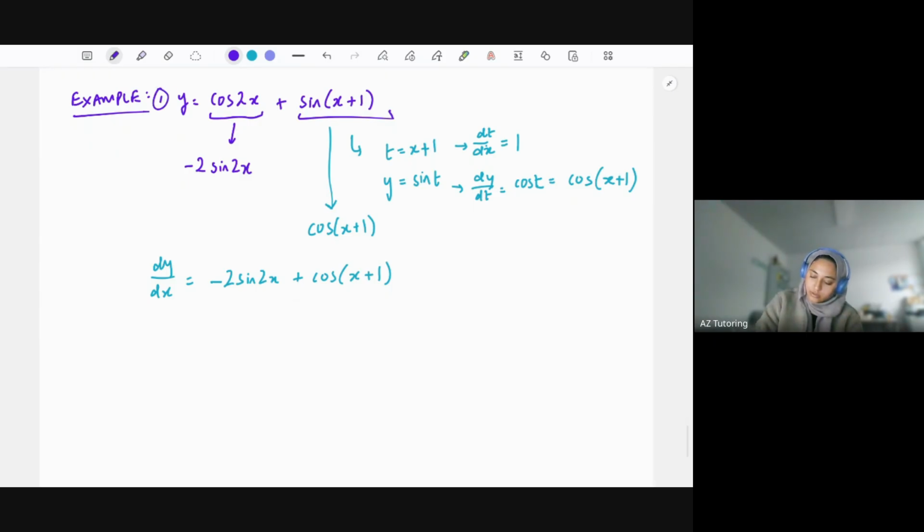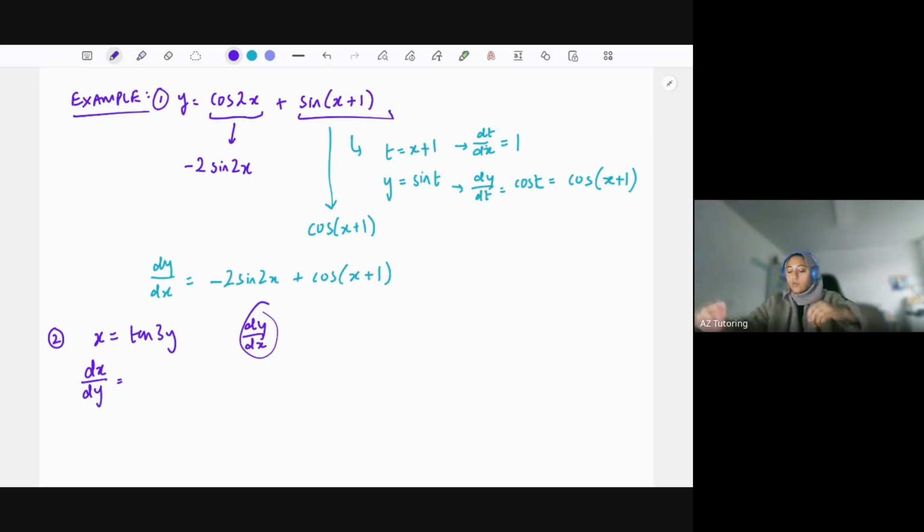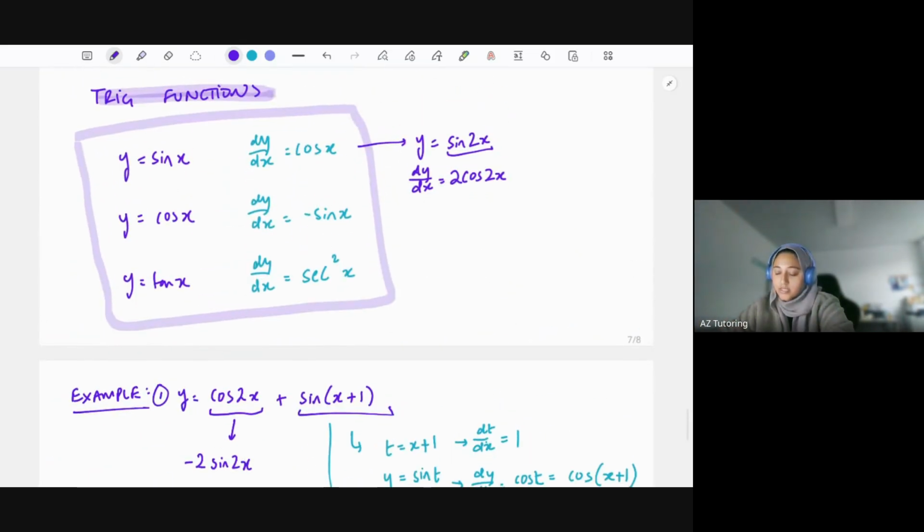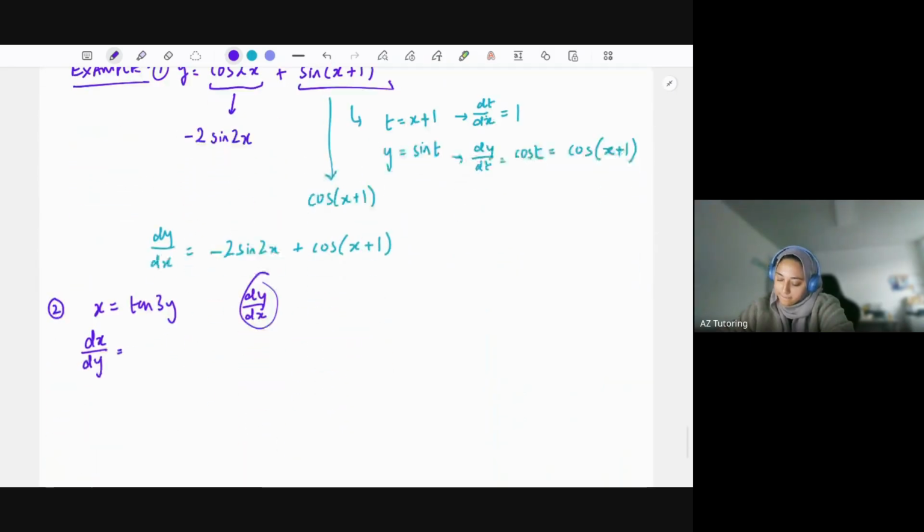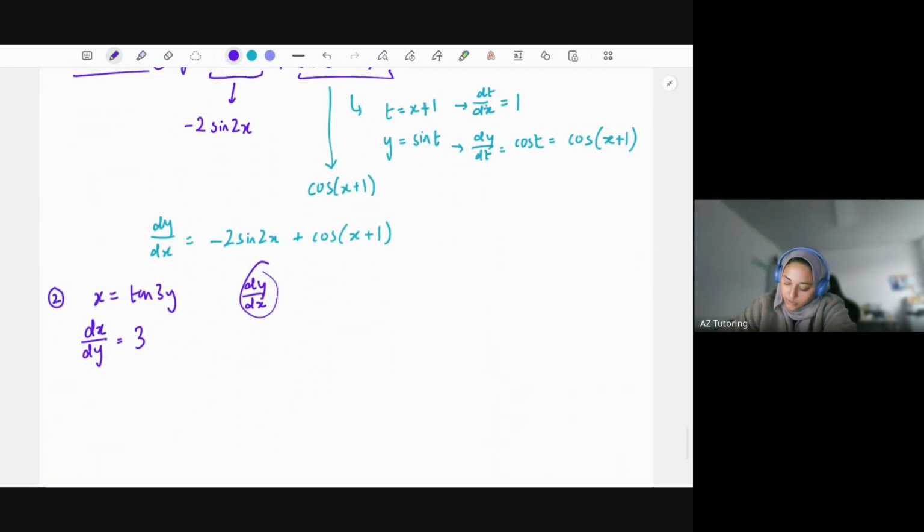I'll just call that 1, 2. Let's differentiate x equals tan 3y. So remember, I want to find dy over dx. That's what the question's asking for. Again, like that last example, this is x in terms of y, so we're finding dx over dy. Now, what's the differential of tan? It's sec squared x. We've got 3 here, so it'd become 3 sec squared 3y.